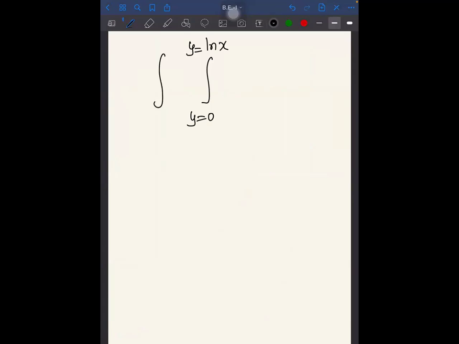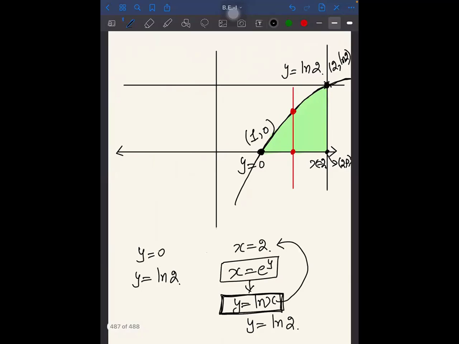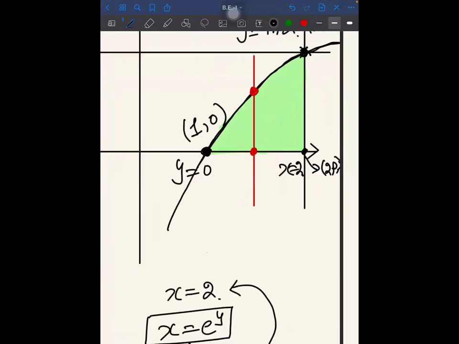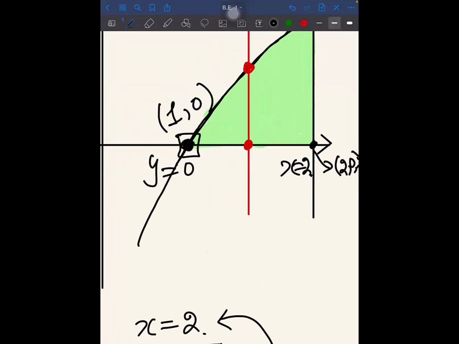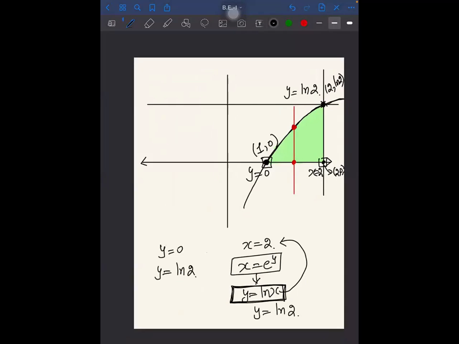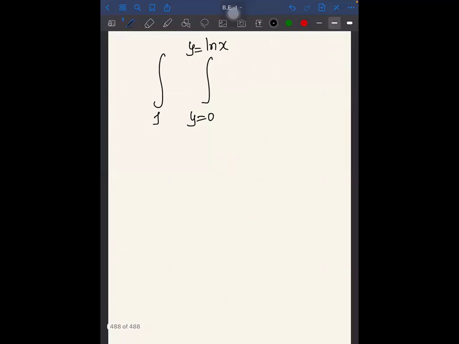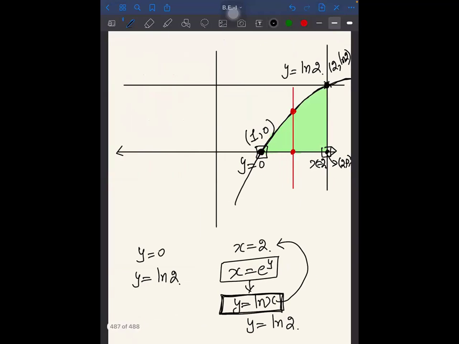Right? And what are the limits of x? Constant, I mean min and max. 1 to 2. Yes. That's it. Okay. So one of the limits will always be constant, and that you choose like minimum to maximum. So x is equal to 1 to x is equal to 2. Right? Are you with me on this?